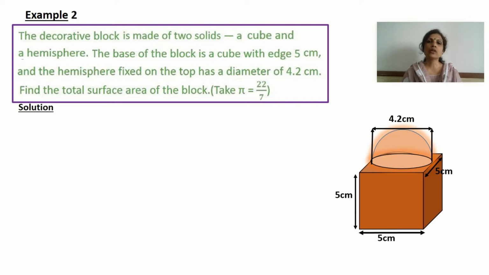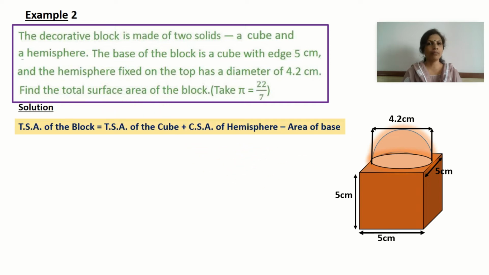We have to find the total surface area of the block. If you remember children, in exercise 13.1, we have solved an example like this, and I told you that when you have to find out the total surface area, you have to consider the area which is seen. So in this case, our formula would be: total surface area of the block is equal to total surface area of the cube plus curved surface area of the hemisphere, and from this we have to subtract the area of the base of the hemisphere. Understood? So let's solve one by one.